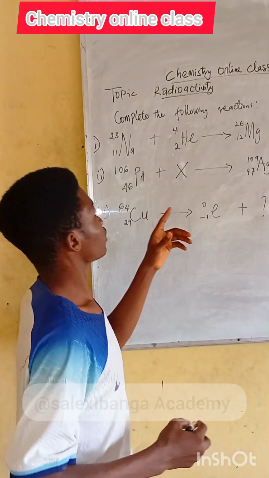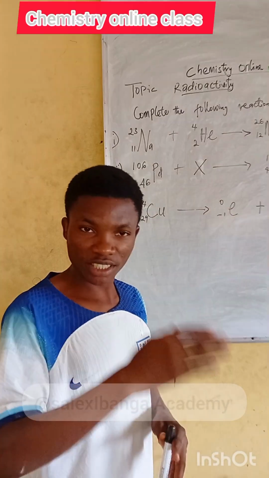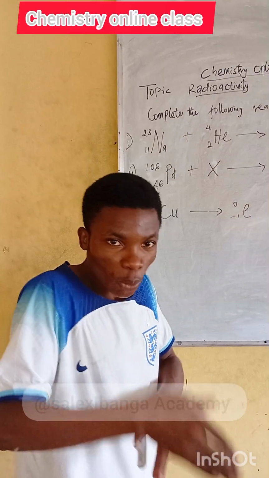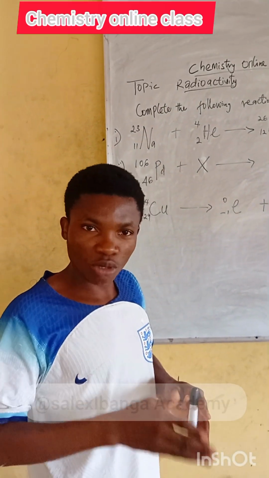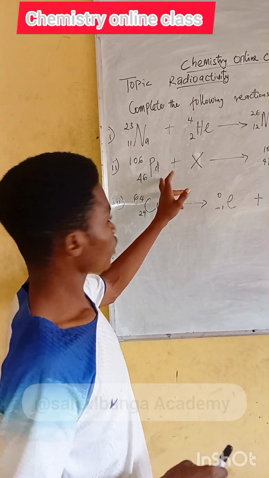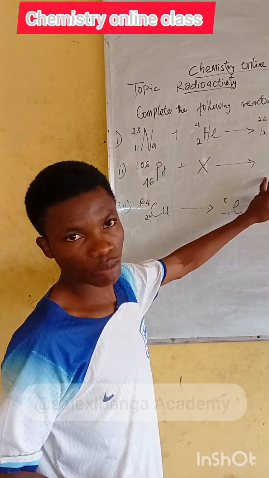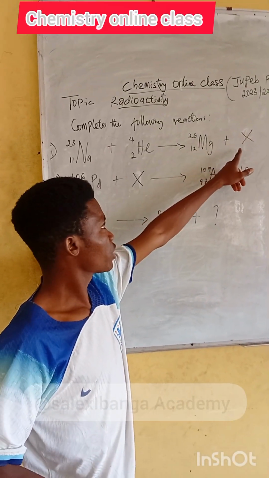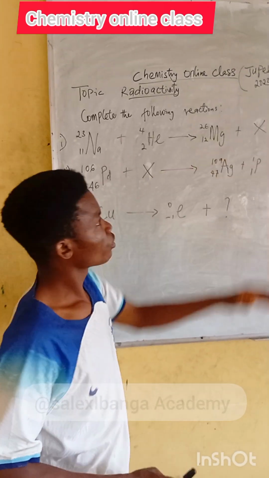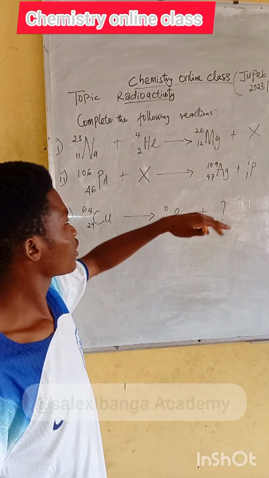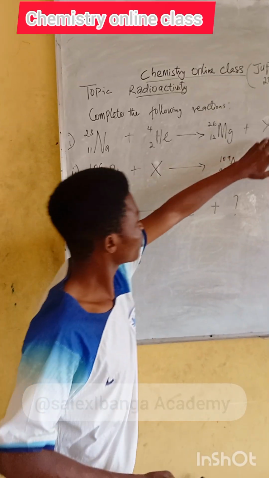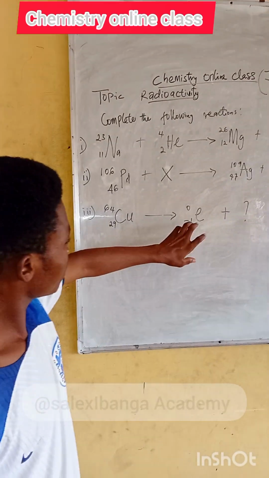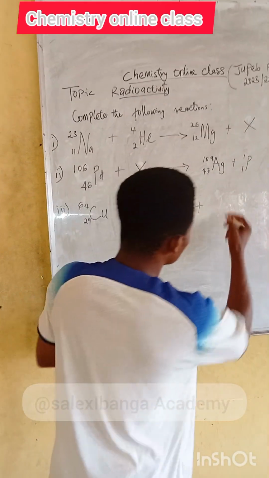I said earlier that radioactivity is a spontaneous disintegration or decay of an unstable atomic nucleus to obtain a stable nucleus by the release of energy. If you look at these reactions, they are not stable because of the presence of this x. For the reaction to be stable, it must undergo spontaneous disintegration, and that means we must complete each x.